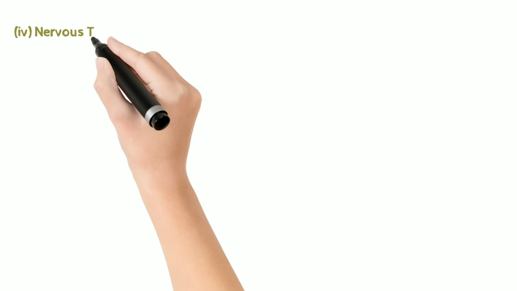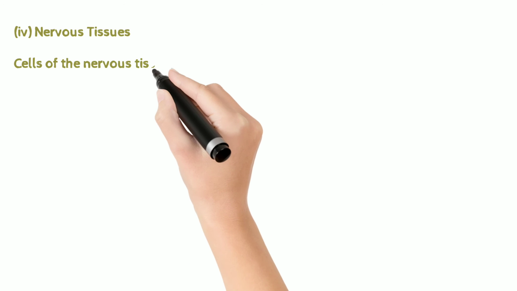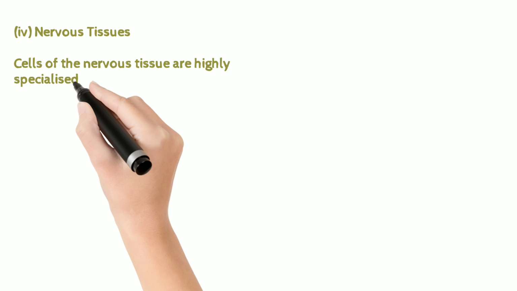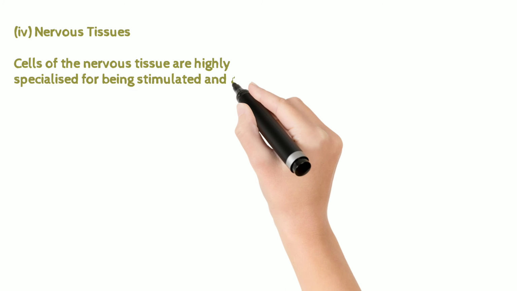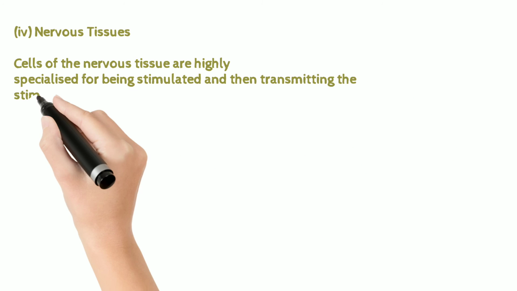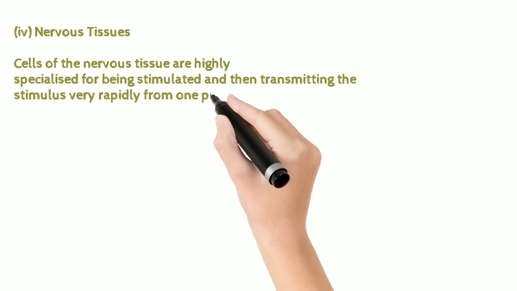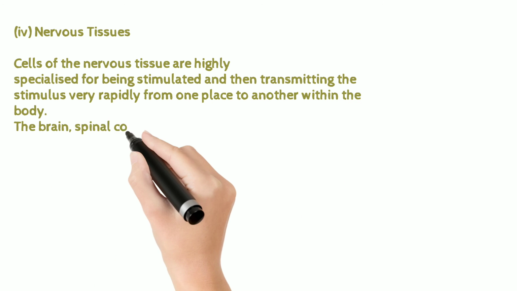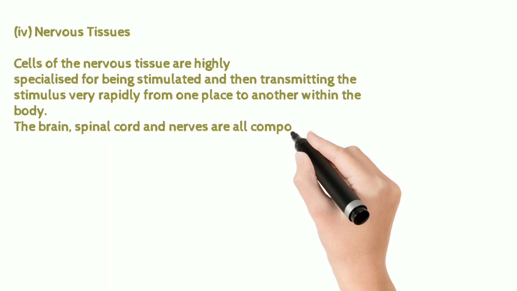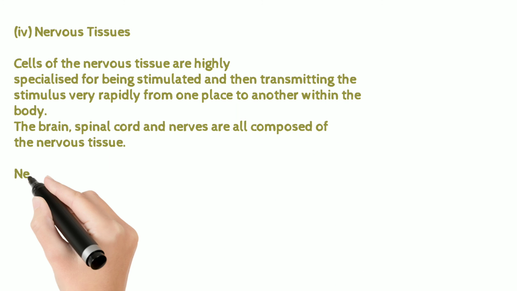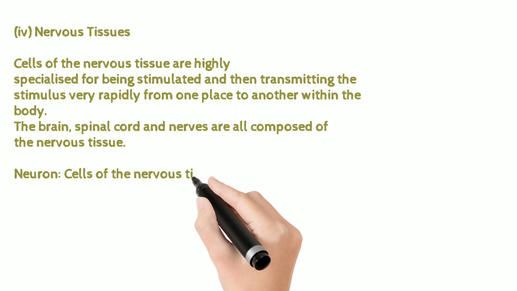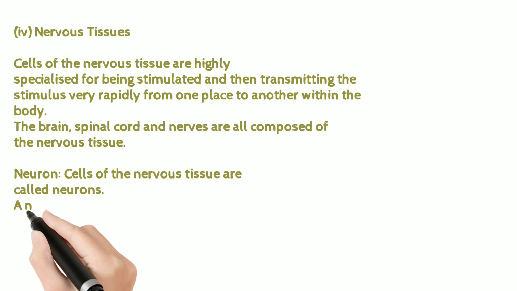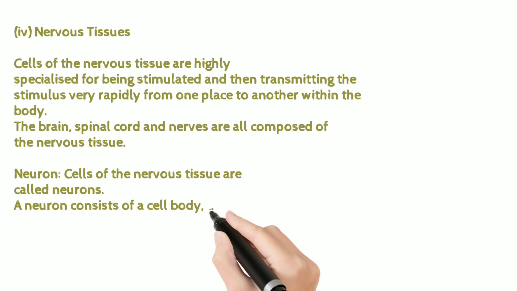IV. Nervous tissues. Cells of the nervous tissue are highly specialized for being stimulated and then transmitting the stimulus very rapidly from one place to another within the body. The brain, spinal cord and nerves are all composed of the nervous tissue. Neuron. Cells of the nervous tissue are called neurons. A neuron consists of a cell body, an axon and a dendrite.